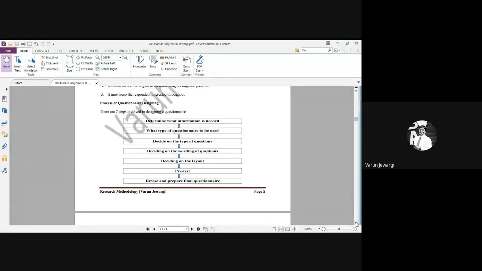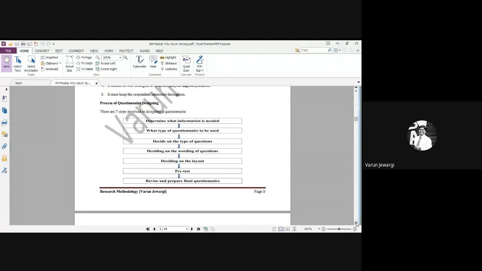So what type of questions to be used? In the coming part I'll be explaining. Should I come up with open-ended questions or closed-ended questions? So those things I'm talking about. Decide on the type of the question. Should I make it simple or descriptive? I will think about that.